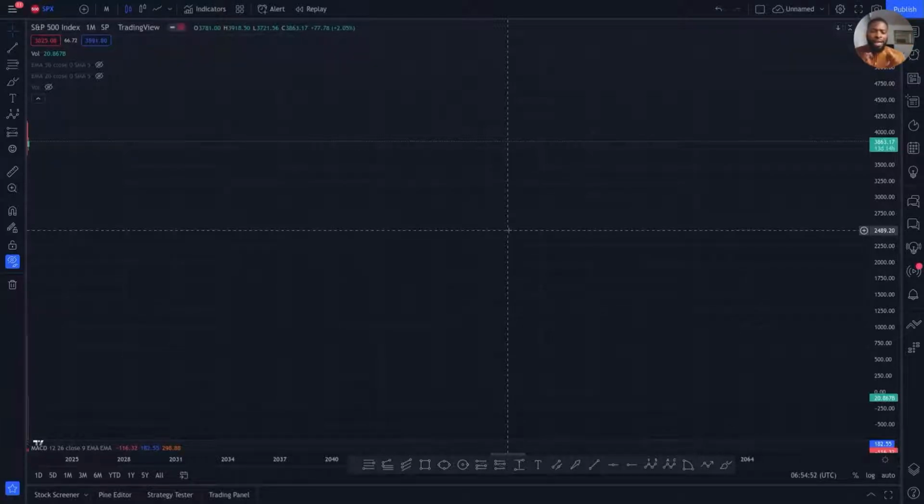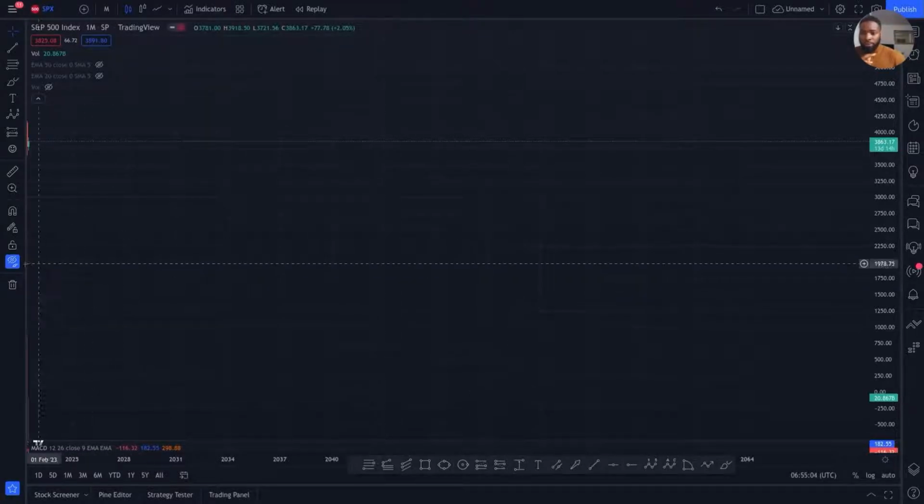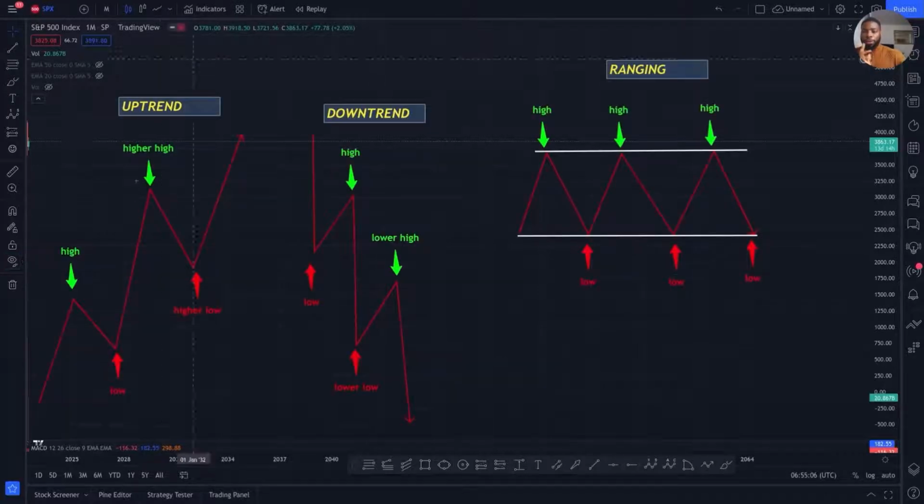So the market has three phases. Any market or any chart you see, there are three phases in the market. Either the market is going upwards, so it's a trending market. There's an uptrend where the market is making higher highs and higher lows. So this is a high and this is a low, this is a high and this is a low. This low is higher than this low. This high is higher than this high. So if the market is making higher highs and higher lows, you're in an uptrend. This is the first phase you can see in the market.